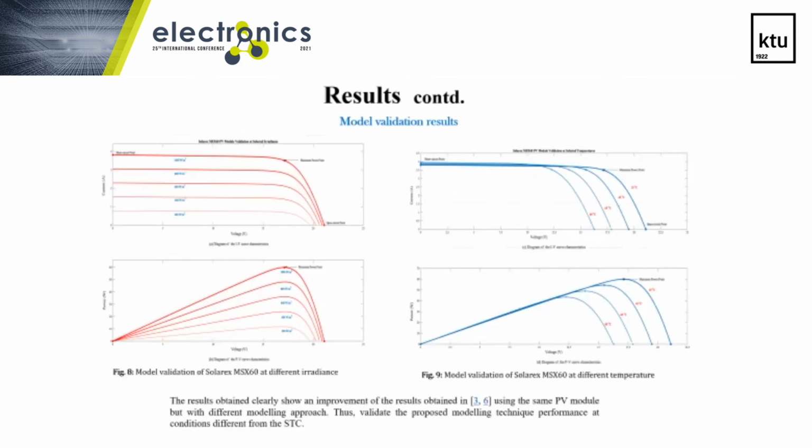Now, the continuations of the results. Model validations. The proposed algorithm has also been validated by testing this algorithm at different irradiance and temperature. As you can see, figure 8 shows the values for the Solaris MSX60 PV module at selected irradiance, while figure 9 shows the value of the same PV model at selected temperature.